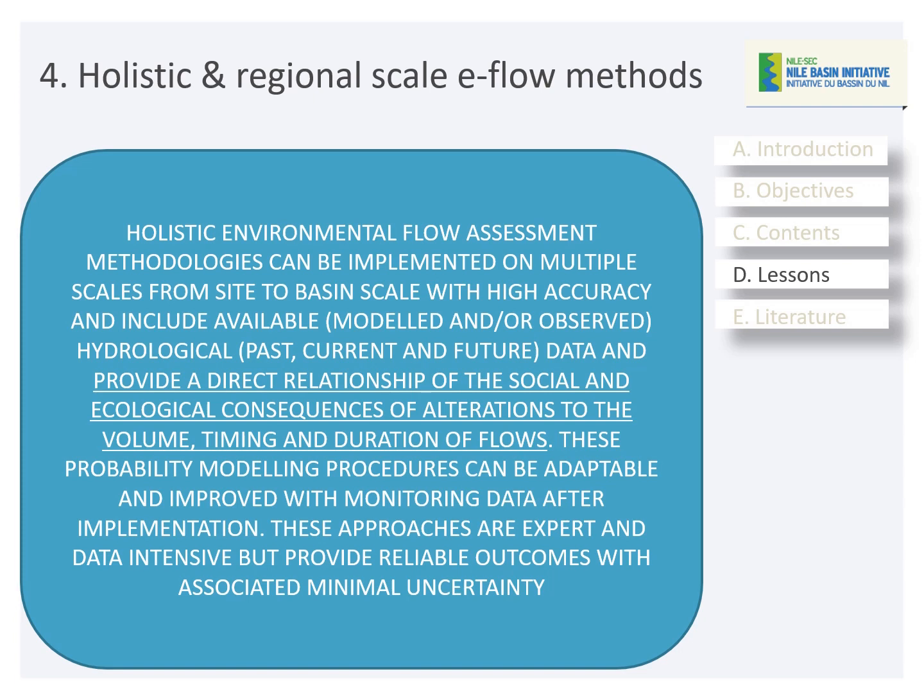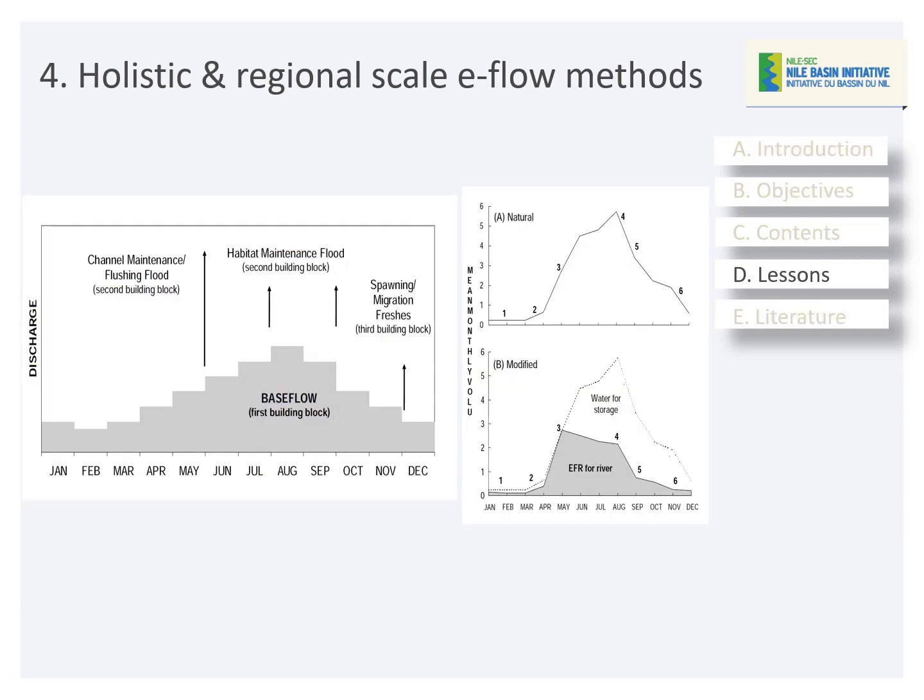Holistic environmental flow assessment methods can be implemented on multiple spatial scales from site to basin scale with high accuracy, and include available modeled and/or observed hydrological data and provide a direct relationship of the social and ecological consequences of altered flows. That includes the volume, time, and duration of flows, related to socio-ecological endpoints and the flow and non-flow variables that are driving those endpoints. These probability modeling procedures can be adaptable and improved with monitoring data after implementation. These approaches are expert and data intensive, but provide reliable outcomes with minimal or low uncertainty.